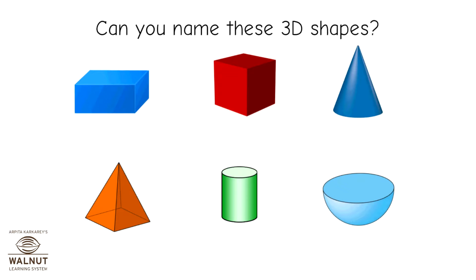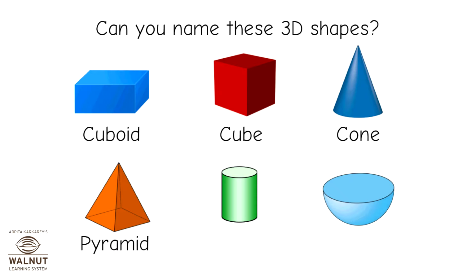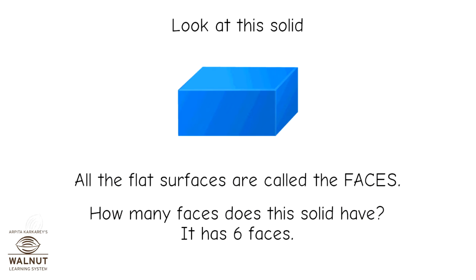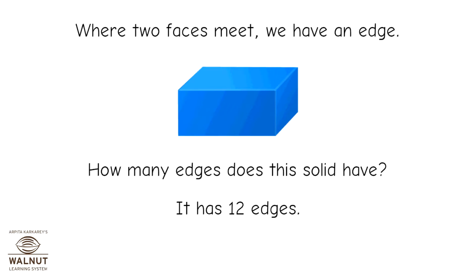Can you name these 3D shapes? Cuboid, cube, cone, pyramid, cylinder, hemisphere. Look at this solid. All the flat surfaces are called the faces. How many faces does this solid have? It has 6 faces. Where 2 faces meet, we have an edge.